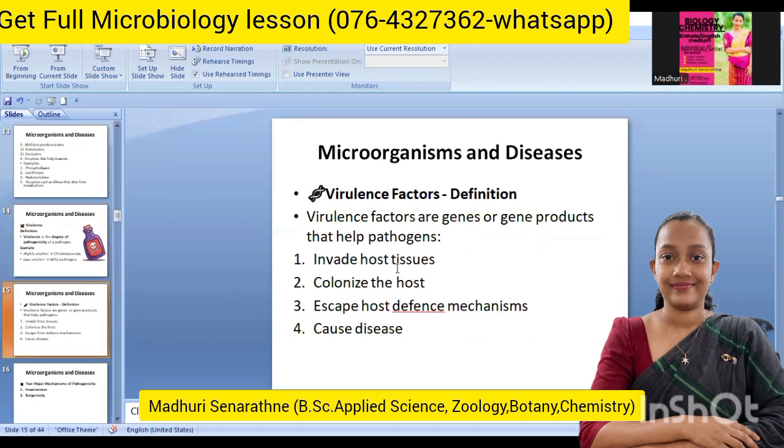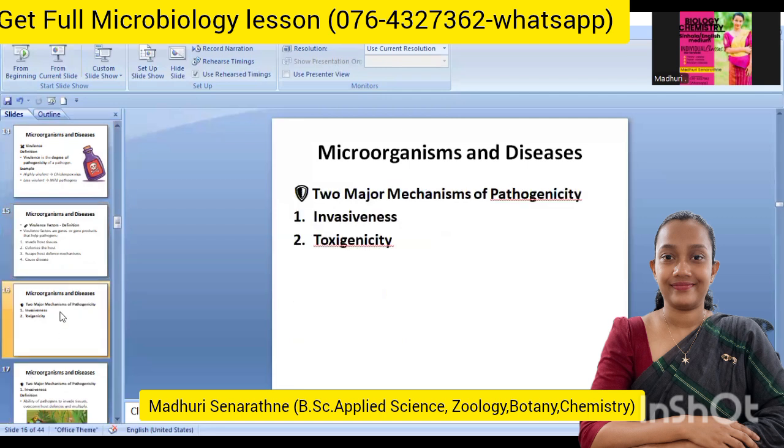What are the virulence factors? Certain genes of pathogenic microorganisms encode factors that provide the ability to infect the host and cause disease. These are called virulence factors. Virulence factors can help pathogens invade host tissues, colonize the host, overcome or escape host defense mechanisms, and cause the disease, which means disturb normal body functions. The relationship between the host and pathogen is dynamic. Therefore, the outcome of infection depends mainly on the virulence of a pathogen and the effectiveness of the host defense mechanisms.